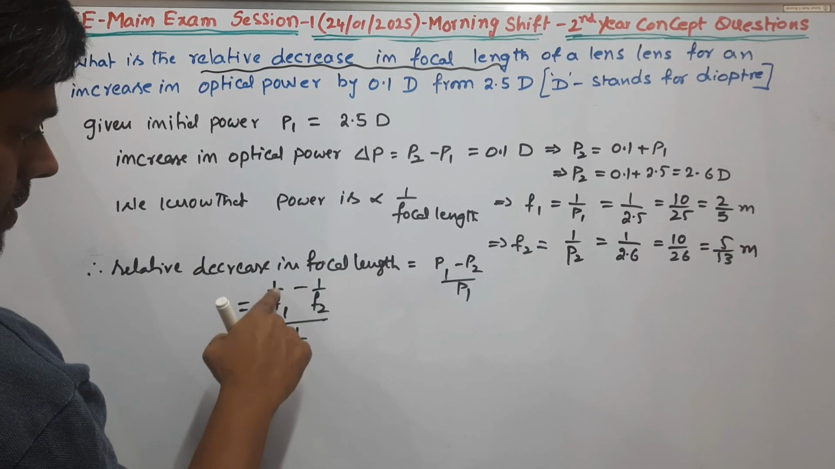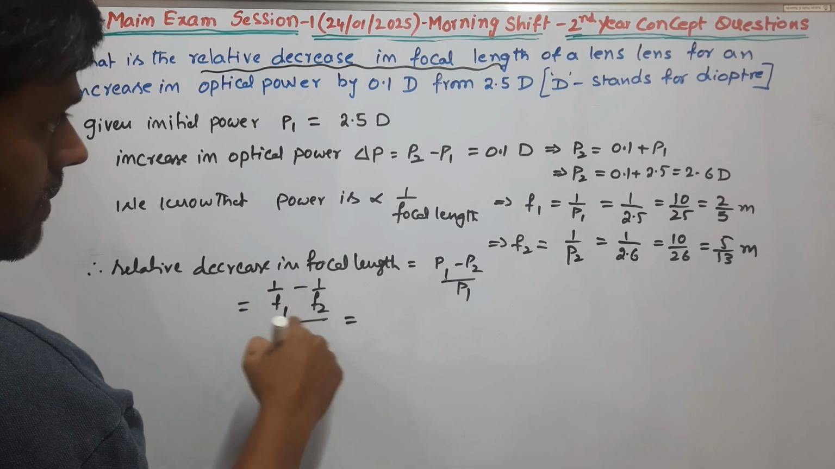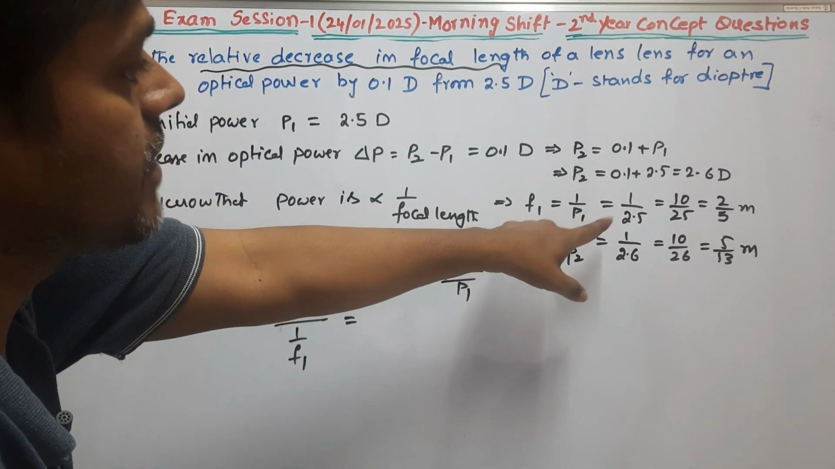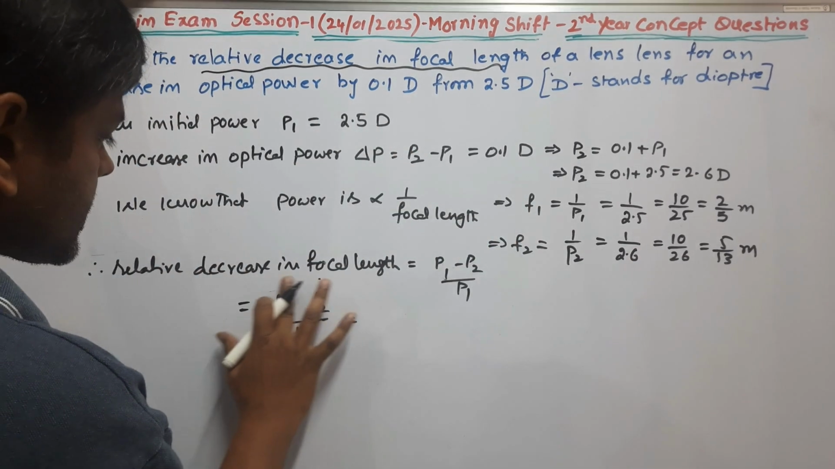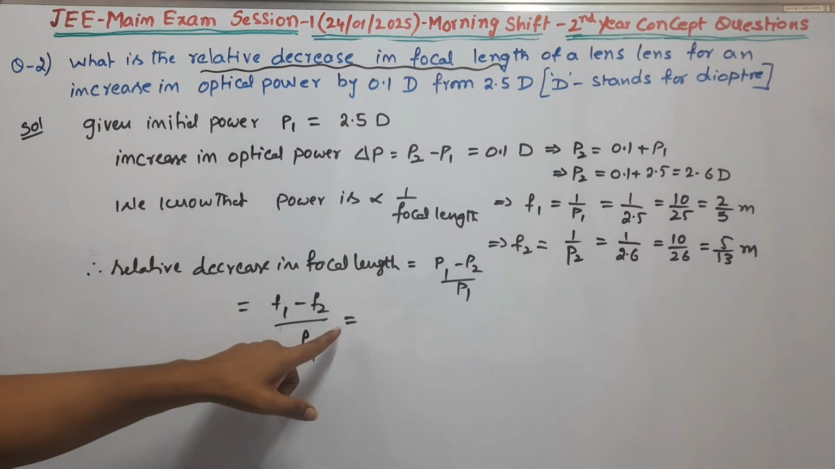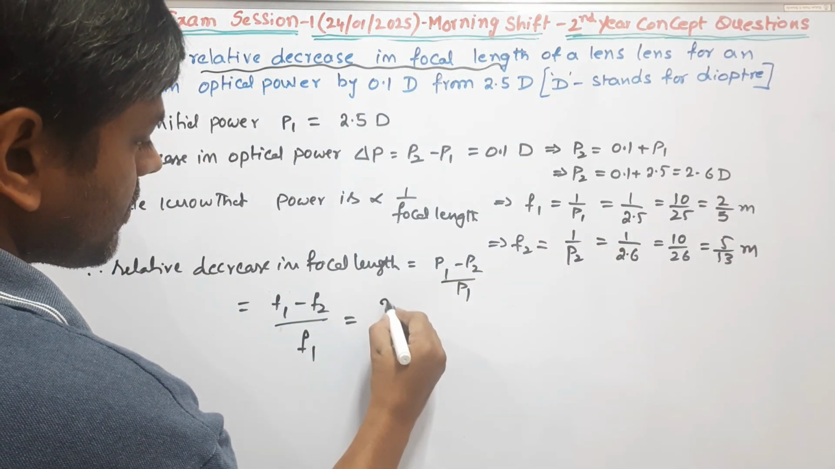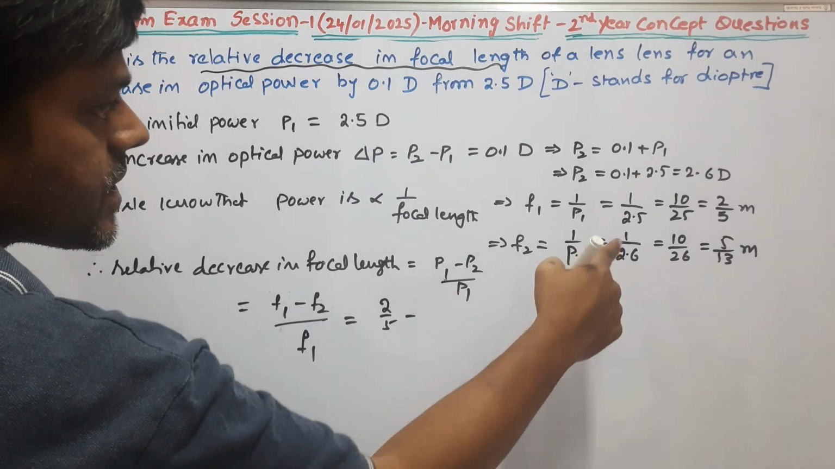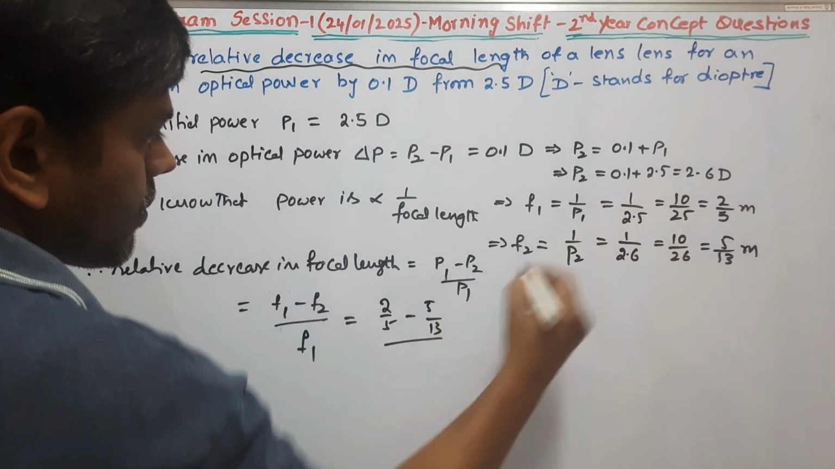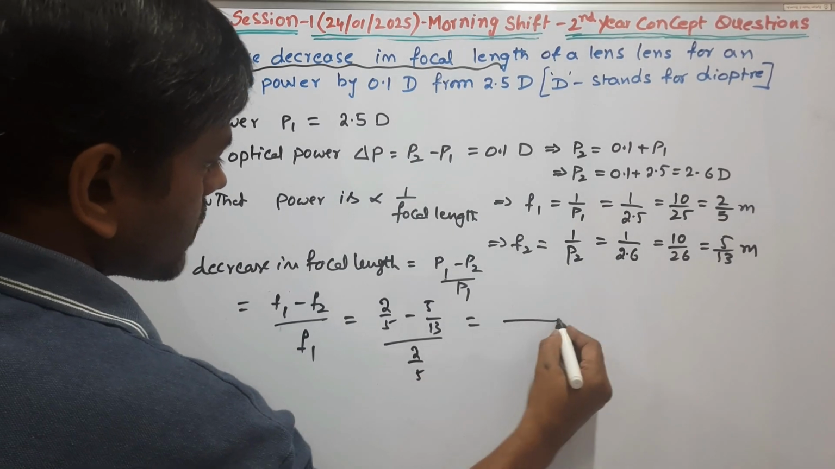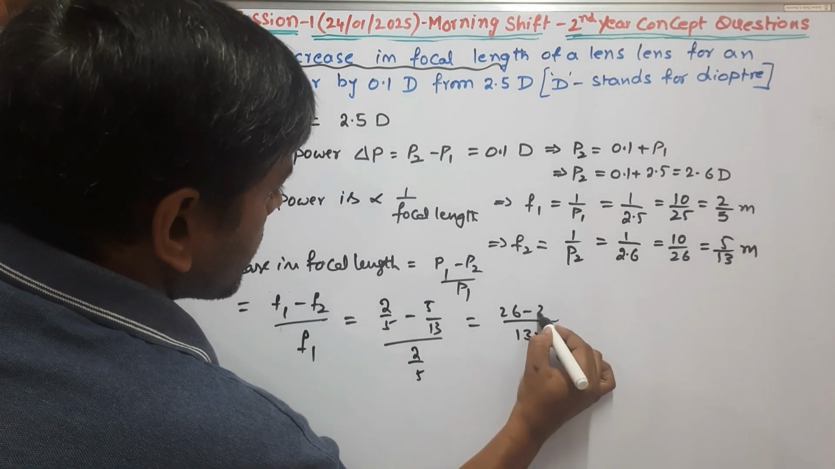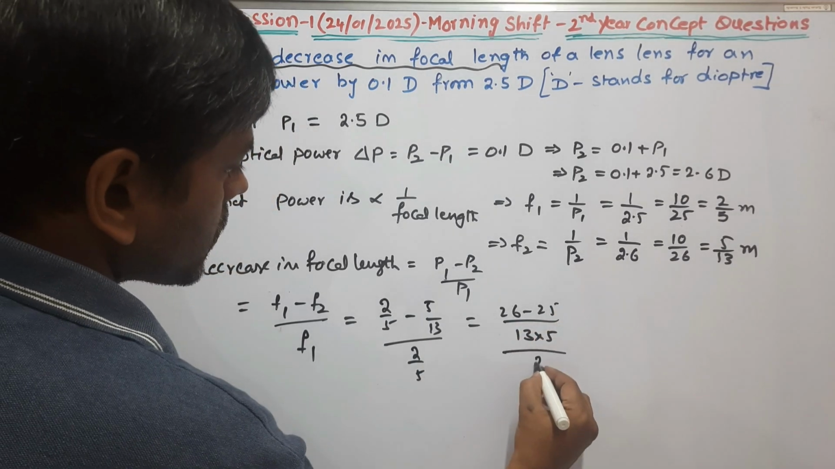So in terms of focal length, P is 1 by F, so F1 is equal to 1 by P1, which is 2 by 5. That means this is equal to F1 minus F2 by F1 in terms of relative focal length. So F1 is 2 by 5 minus F2, which is 5 by 13, divided by F1 equal to 2 by 5. So take LCM 13 into 5: 26 minus 25 by 2 by 5.